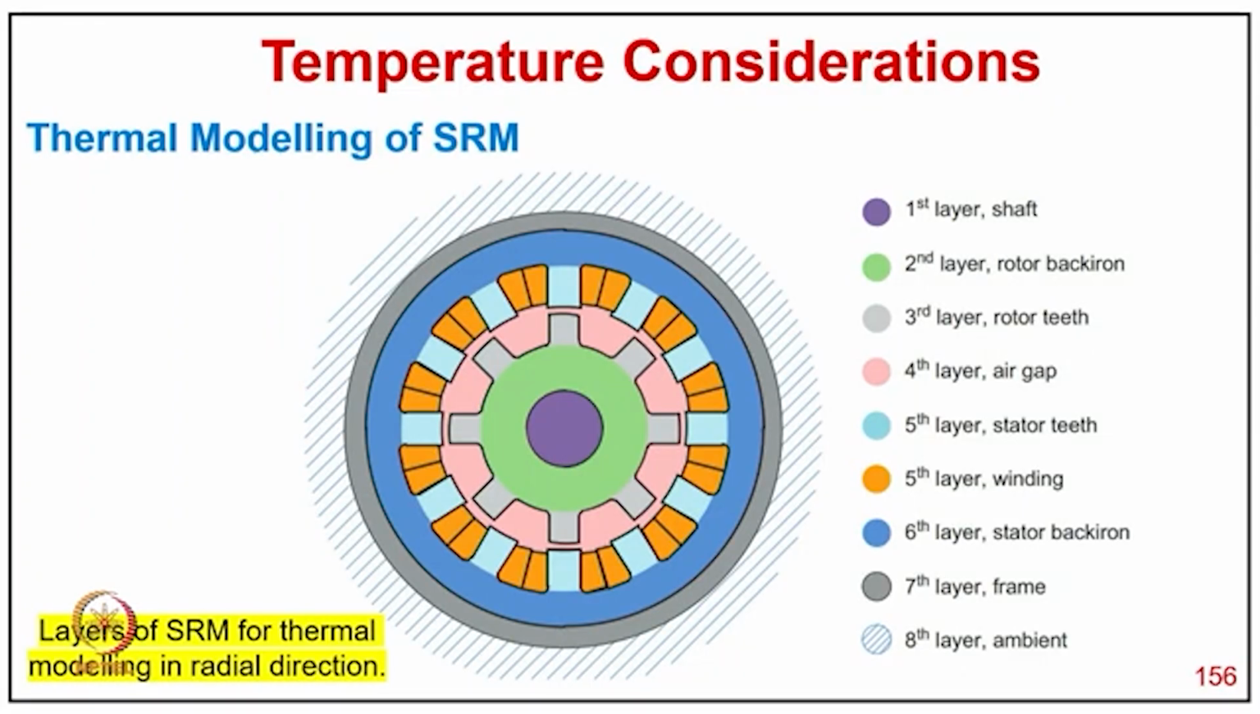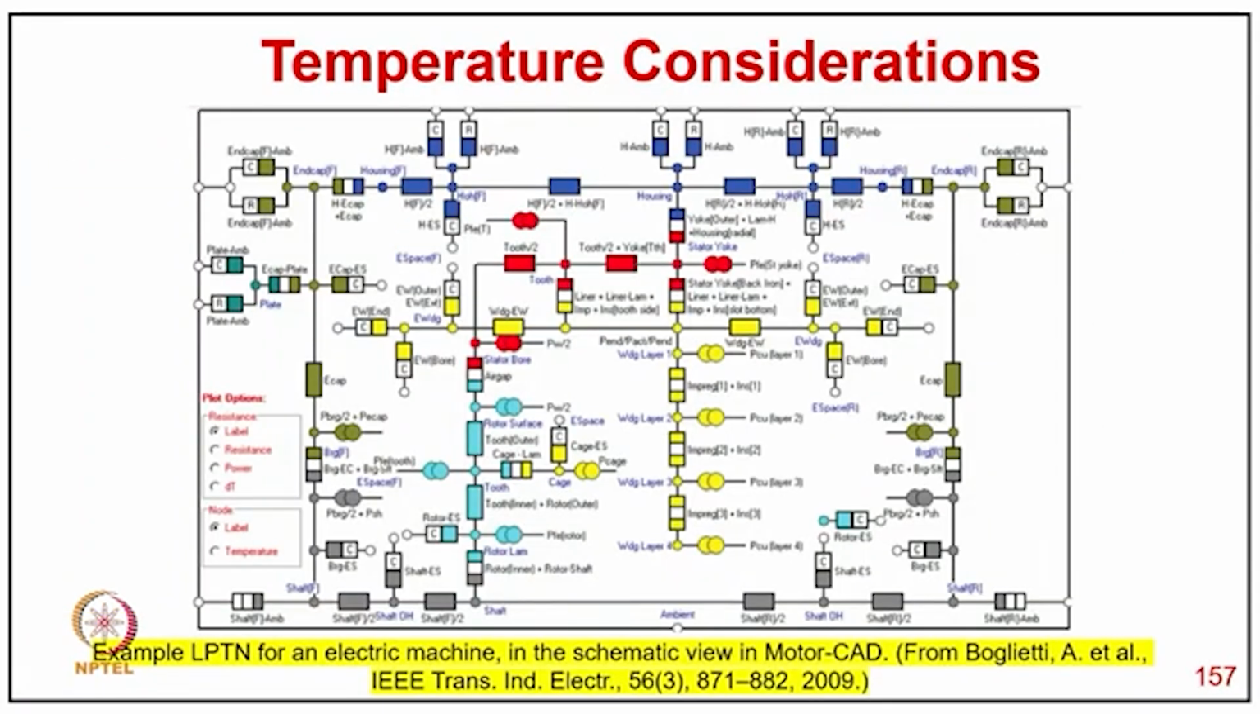Now typically the layers of the SRM for thermal modeling in radial form. You have different layers in different colors. It is shown here: the first layer is the slot, the second is the rotor back iron, the third is gray with the rotor teeth, the fourth is the air gap, the fifth is the stator teeth, the sixth layer is the winding, the seventh is the stator back iron, the eighth is the frame, and the ninth is the ambient temperature. And this is the example of an LPTN for the electric machine with the motor geometry. Typically the fluid is shown here in different colors, with the thermal variation over time.